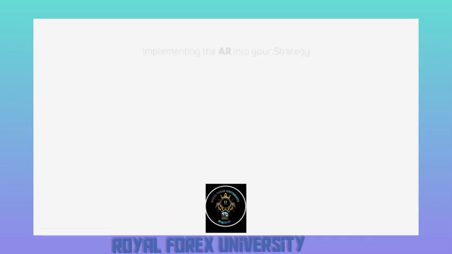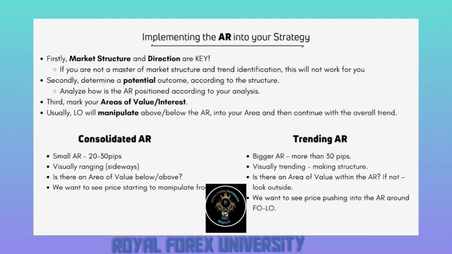Right now, it's time to actually jump into the real stuff. Okay, so how to implement the Asian range into your strategy. First things first, right? Market structure and direction are the biggest key.